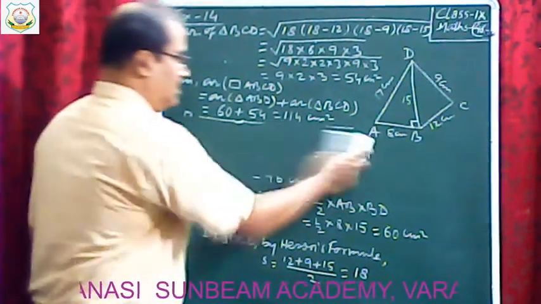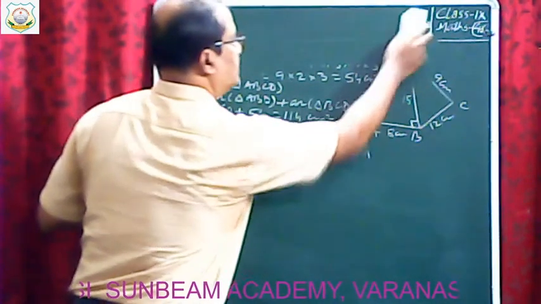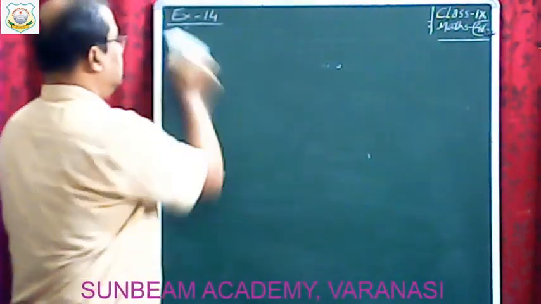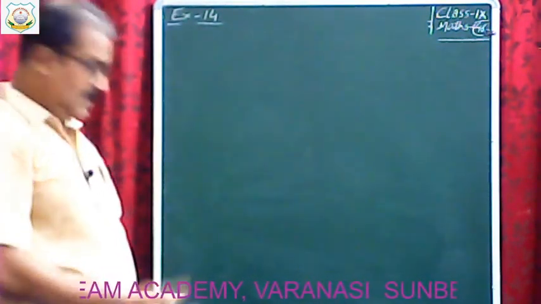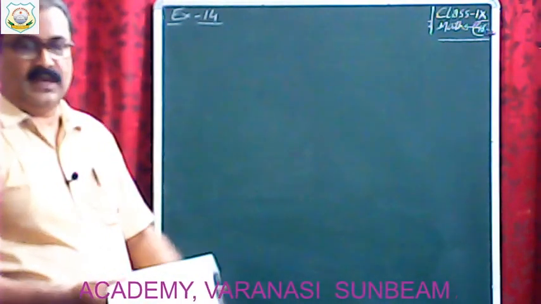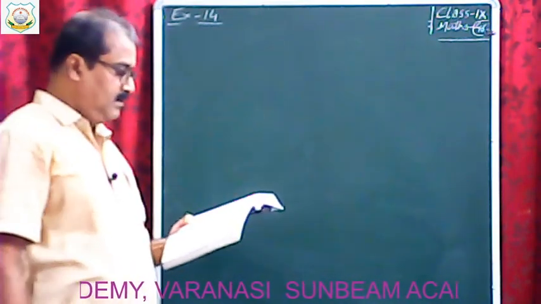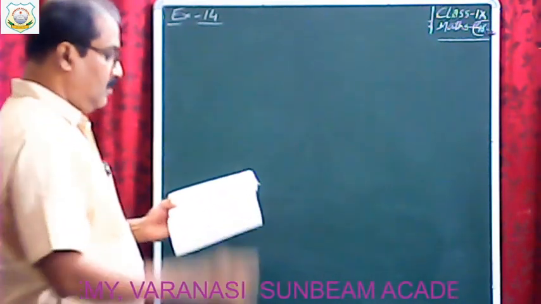Now let's see the next. When a quadrilateral is given, one diagonal you have to draw. In the figure it is given also, and we get two triangles. You have to find area of both the triangles, and the sum of them is area of the quadrilateral. Okay, next.